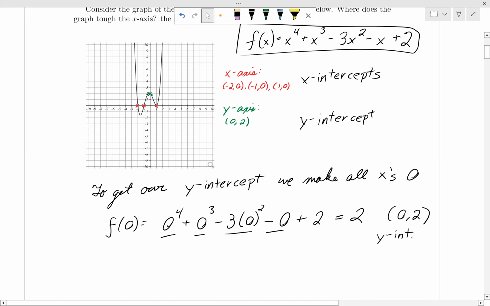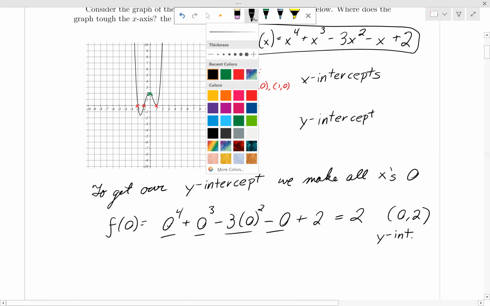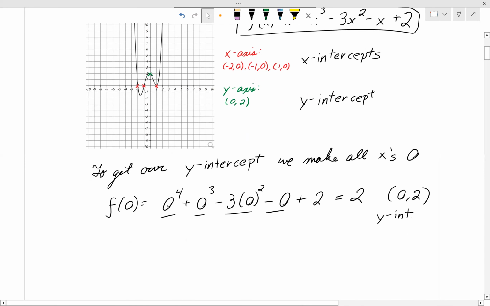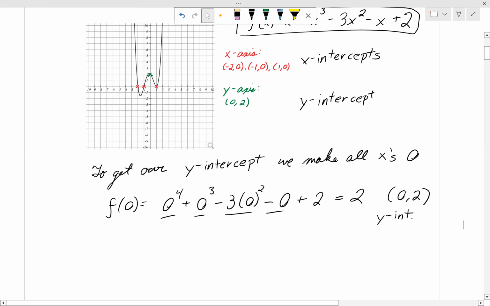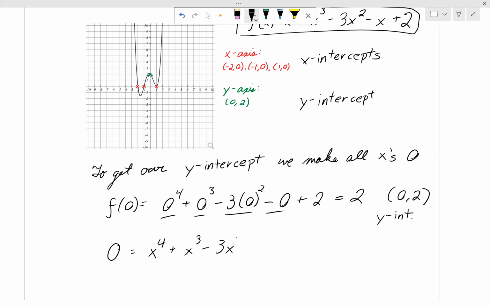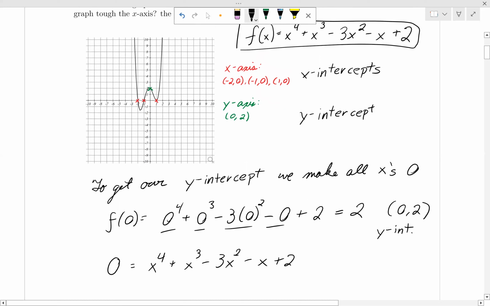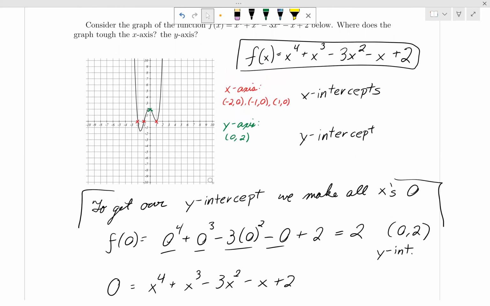Now, if we were trying to solve for the x-intercept, it's a lot more difficult, and I'm not going to do it in this video, but it comes up later on. What you do is you're looking for where your y values are 0. So you have 0 is equal to x to the fourth plus x cubed minus 3x squared minus x plus 2. And we would have to solve for x in this formula. But for this problem, they gave us the picture, so we can just use the picture. All of this is more just extra, just in case.